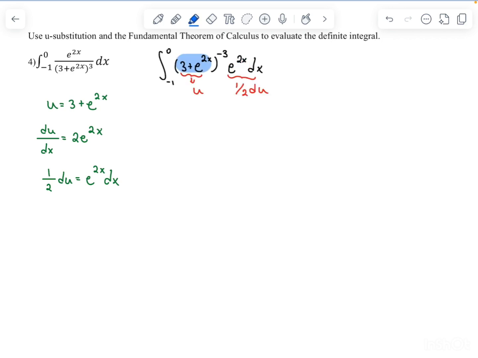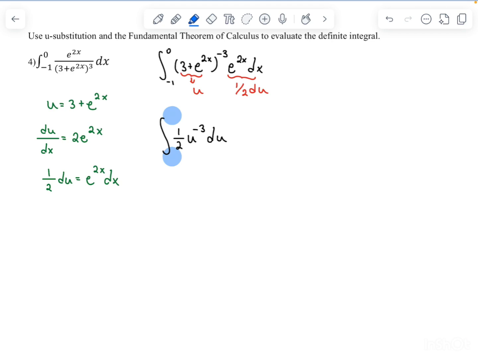u is equal to 3 plus e to the 2x power. e to the 2x power dx is equal to 1/2 du. If we make all the substitutions, then we will have this. Notice I did not write the limits of integration when I made all the substitutions. This is because the limits of integration are values of x and not values of u.